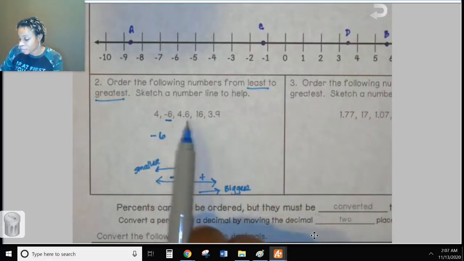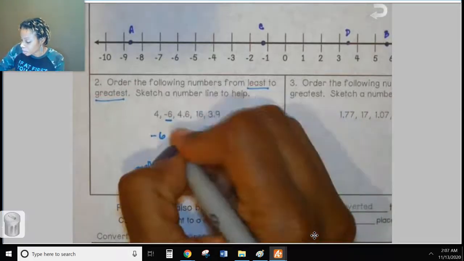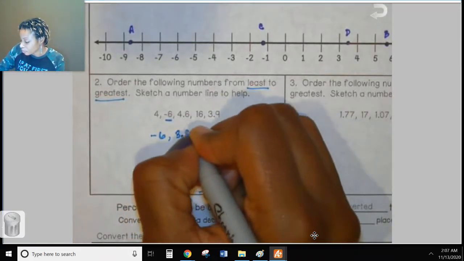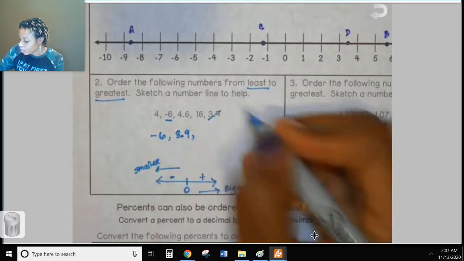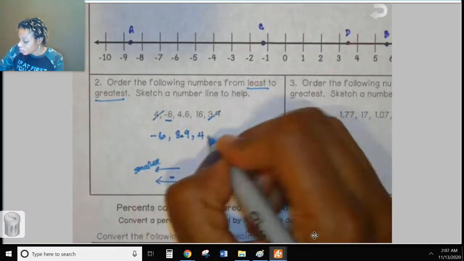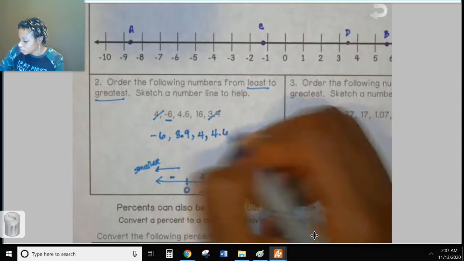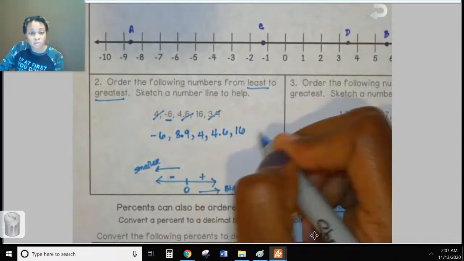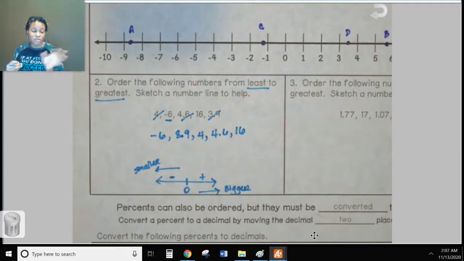But I see 4 and 4.6. Those will be together, but I see a 3.9. So my next number will be 3.9. Then it would be followed by 4, which will be followed by 4.6. And lastly, 16. So these are our numbers in order from least to greatest. -6 is the smallest, 16 is my greatest, and in between I have 3.9, 4, and 4.6. So that's how I use my simple number line to help me. You could have placed them on a number line to help you order them as well. And you'll see that strategy at another point.